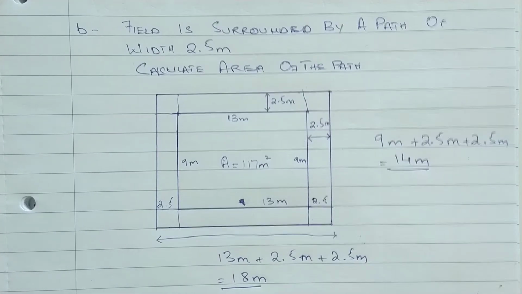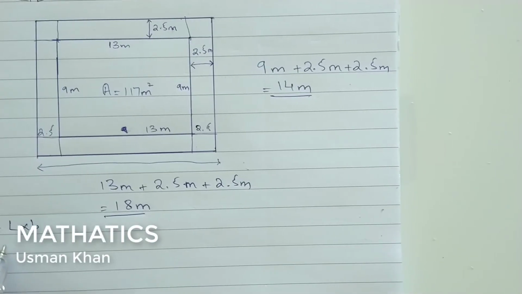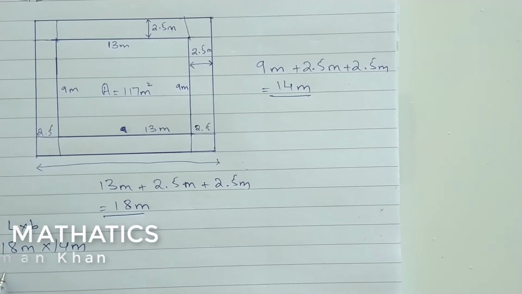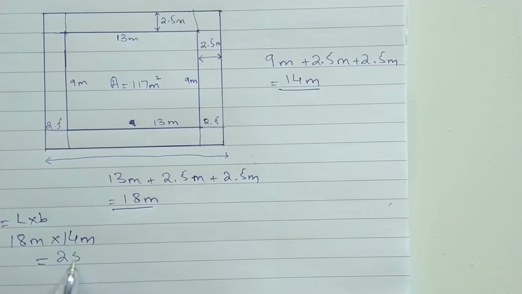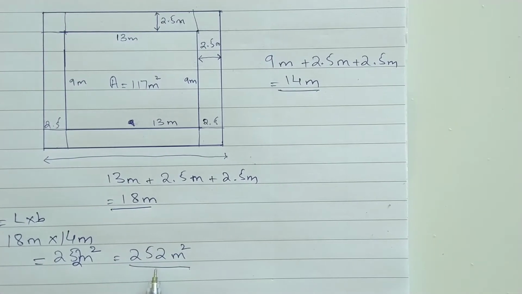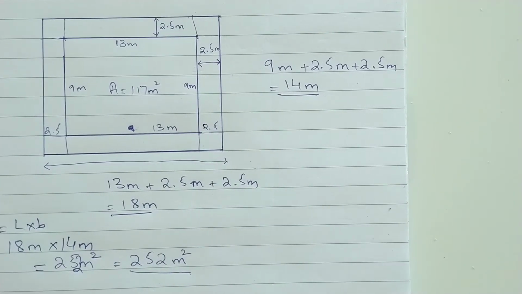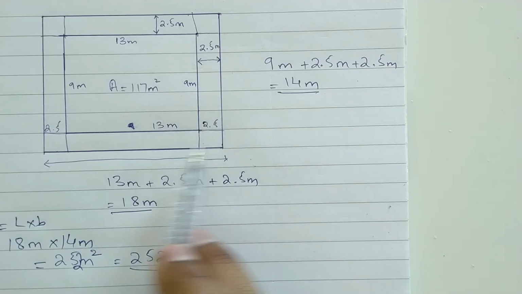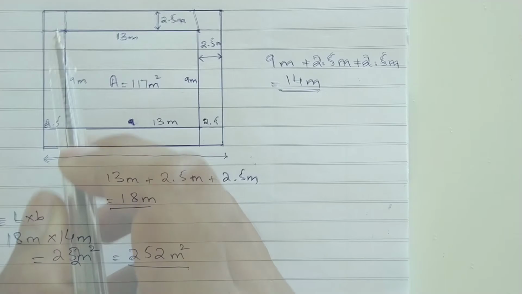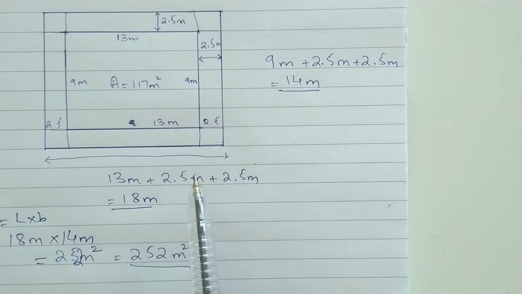So, formula for area is area equals length into breadth. That becomes 18 meters multiplied by 14 meters. That is 252 meters square. Now we know that 252 meters square is the area for the entire region, but we only need area for the path that surrounds the rectangular field. So how do we do that? We know the area of the inner field, we know the area of the entire region.